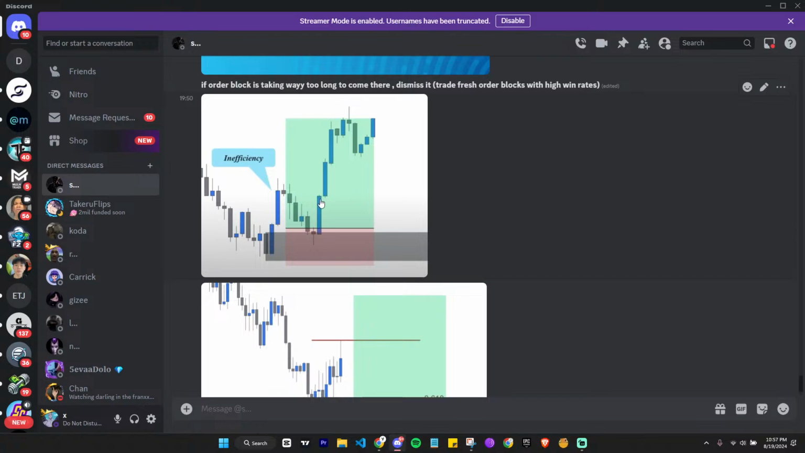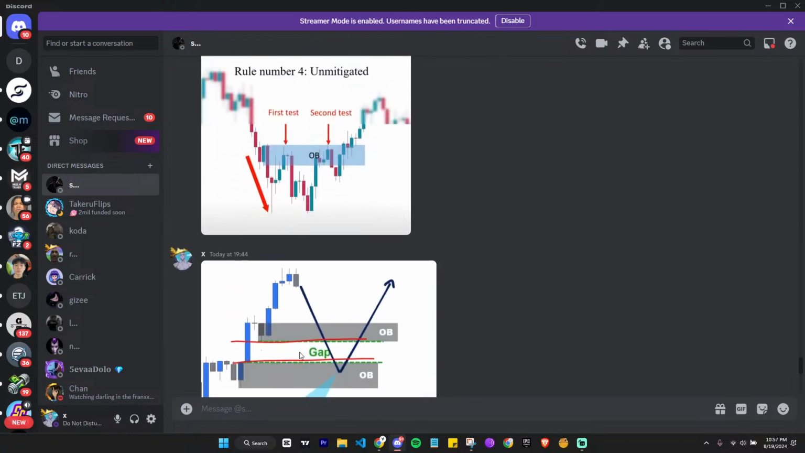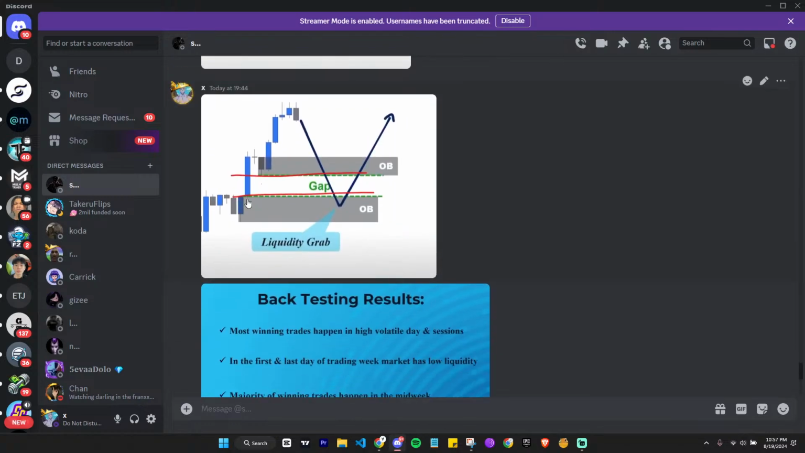There's a fair value gap right here. Therefore, this is validated, as you can see. You see there is an order block. We swept liquidity. We have the fair value gap. Price taps back and goes higher. This is an order block, and this is also an order block.